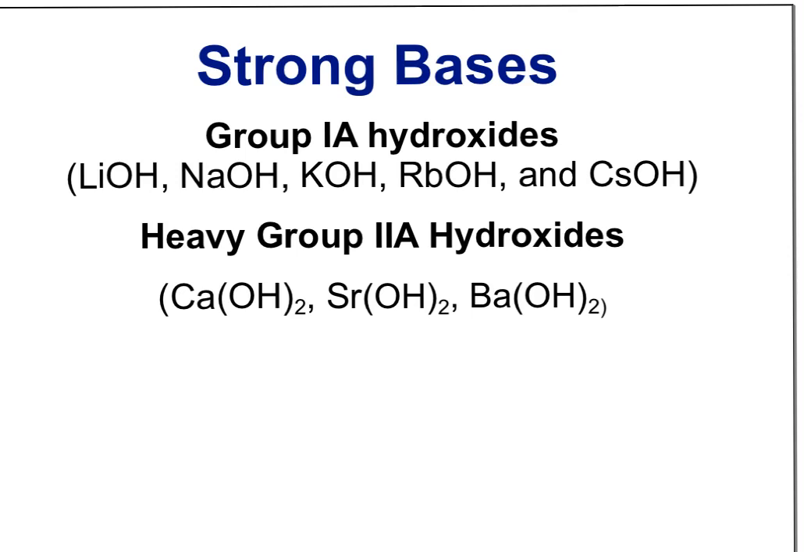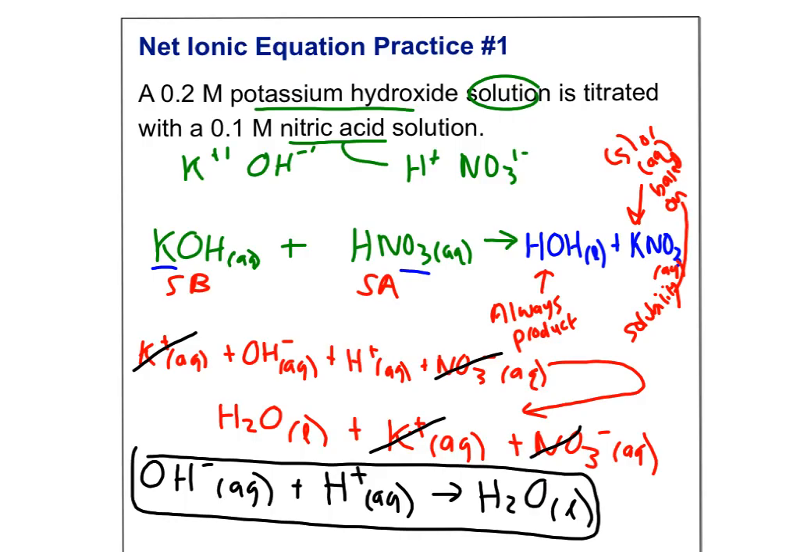These guys break apart 100% of the time into the cation, the positive ion, and then the negative OH, the hydroxide. So acid and base reactions are fair game for this year's AP exam. So I'm talking about when I mix an acid and a base together, which is a typical titration problem. So we have potassium hydroxide titrated with nitric acid.